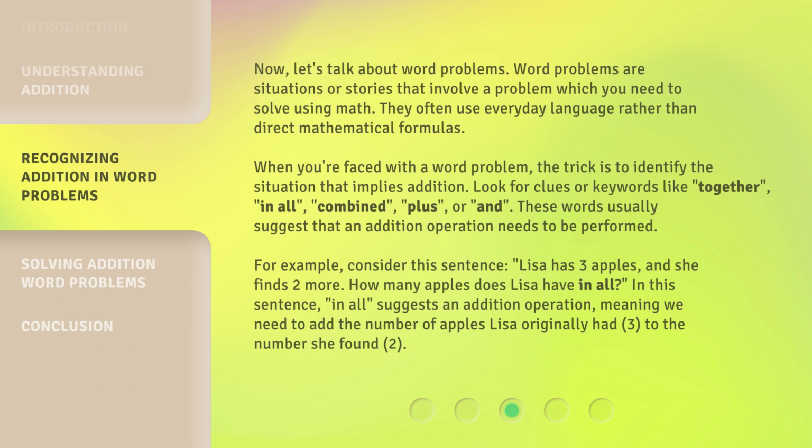For example, consider this sentence. Lisa has 3 apples, and she finds 2 more. How many apples does Lisa have in all? In this sentence, in all suggests an addition operation, meaning we need to add the number of apples Lisa originally had, 3, to the number she found, 2.